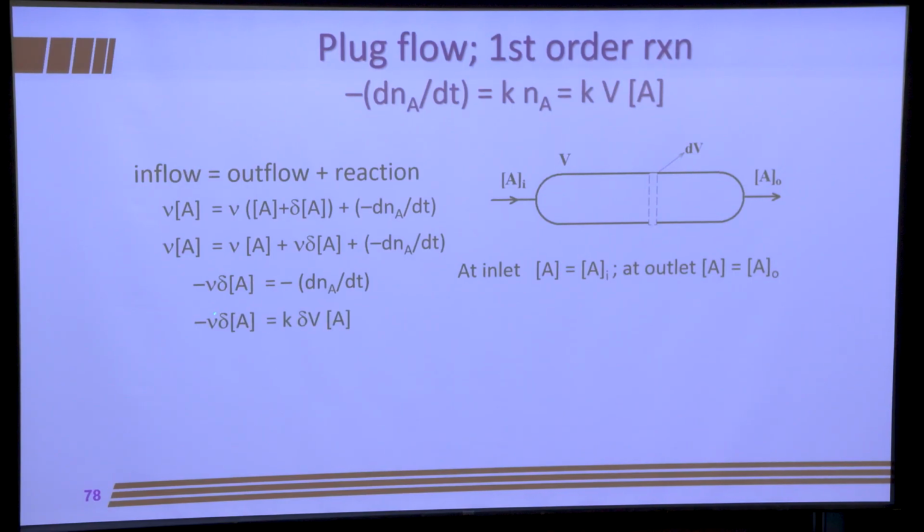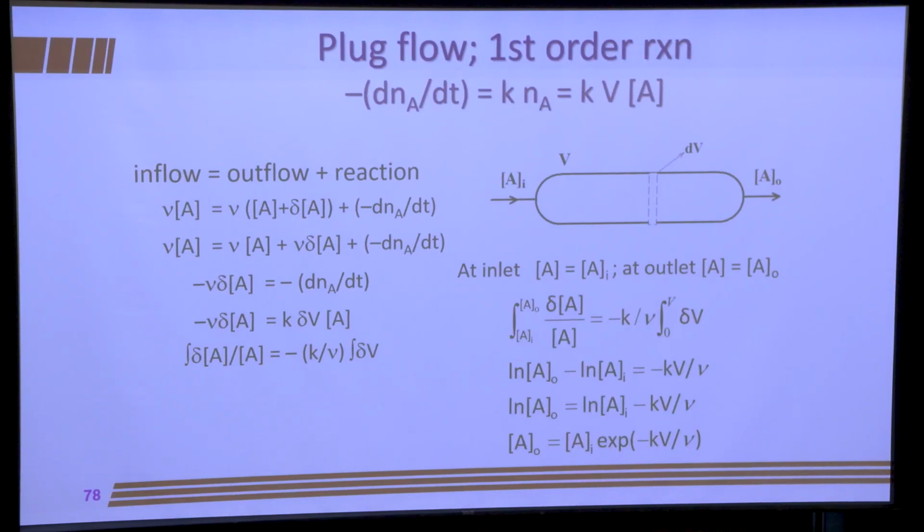Okay, so we have minus volume flow rate times an infinitesimally small change in the concentration of A is equal to, instead of using minus dN_A/dt, K times dV, an infinitesimally small change in volume, times the concentration of A. Now we have this relationship, and we're going to integrate across the whole reactor. So the integral of dC_A over C_A is equal to minus K over nu times the integral of dV. I just rearranged the equation.